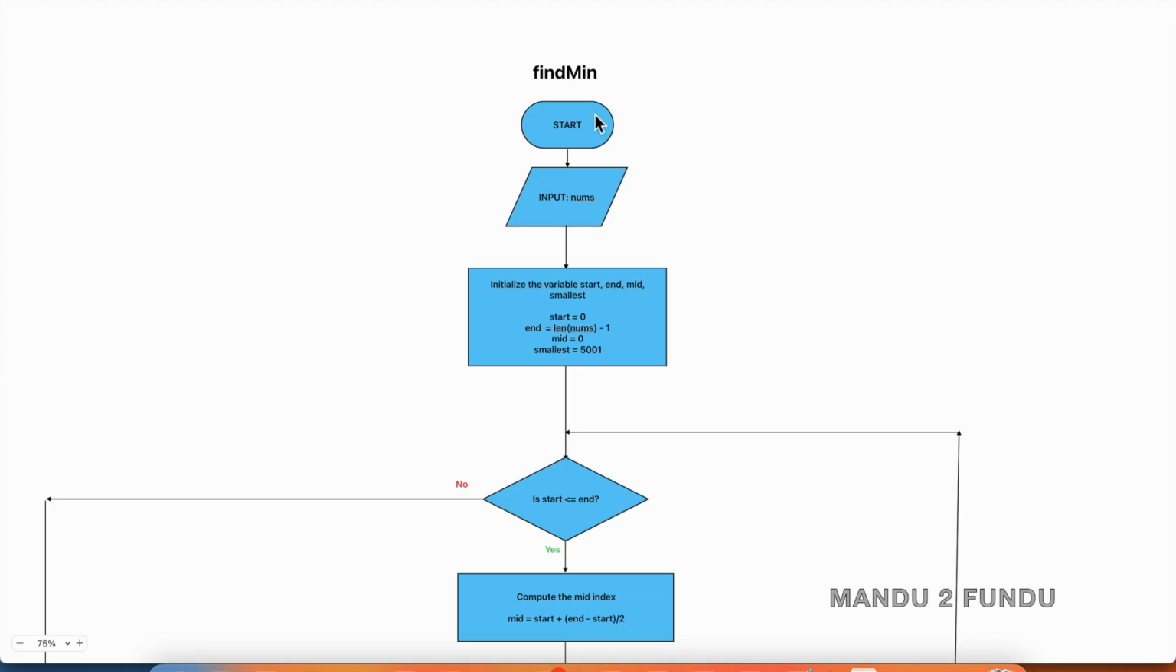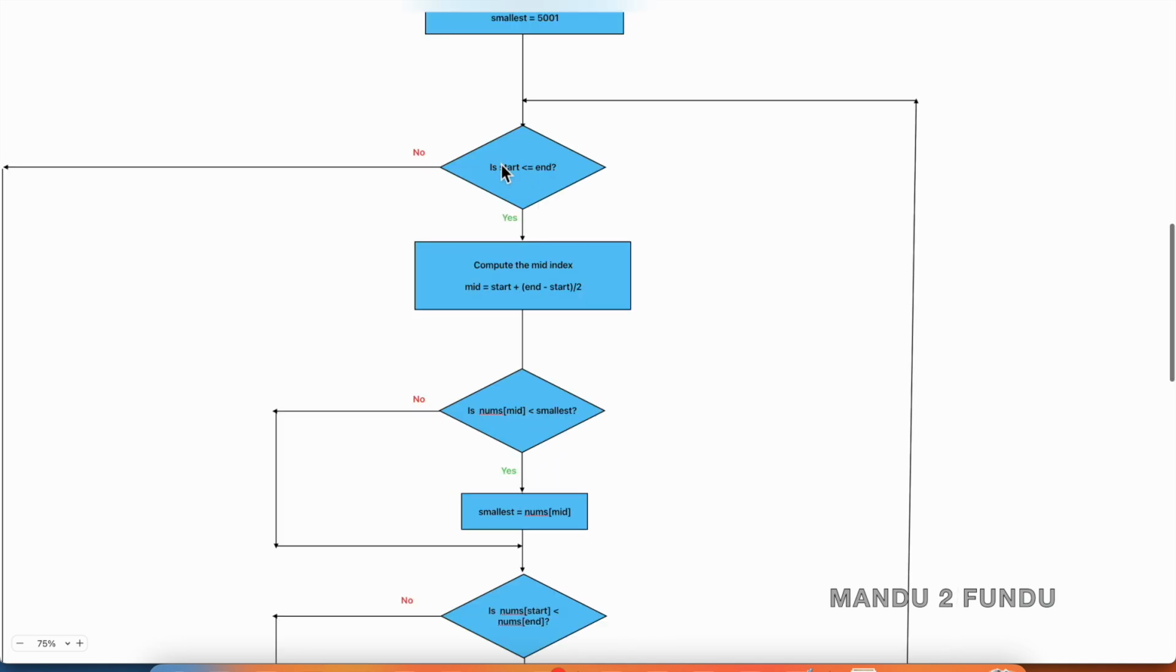Input for this find min procedure is the nums array. First we initialize the variables start, end, mid and smallest. Start is initialized with the index of the first element of the input array, and end is initialized with the index of the last element in the input array. The mid is initialized with 0, and the smallest variable is initialized with 5001 because as per the problem description, the valid range for the individual elements in the array is minus 5000 to 5000. So to begin with, I initialize the smallest variable with 1 plus the largest valid number. So that's why I set it with 5001.